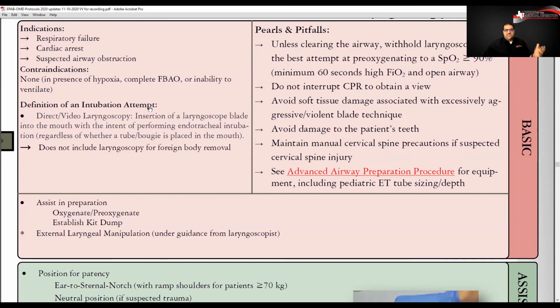So use this definition each time you go in and try to perform endotracheal intubation. This is the impetus for you to document that in the chart. Now, obviously, this does not include times where you're performing laryngoscopy for foreign body removal, right? Because that's not the goal. The goal is not to place an endotracheal tube.